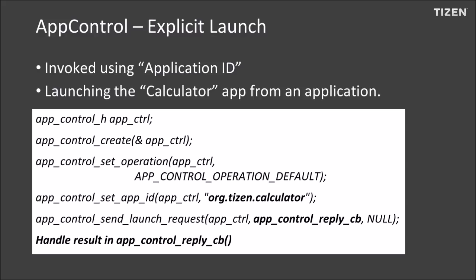But there are some cases where the same functionality could be provided by multiple applications. For example, there could be multiple email providers. In such cases, we would like the user to be able to select the appropriate choice for completing the launch request. This is handled via implicit launch.